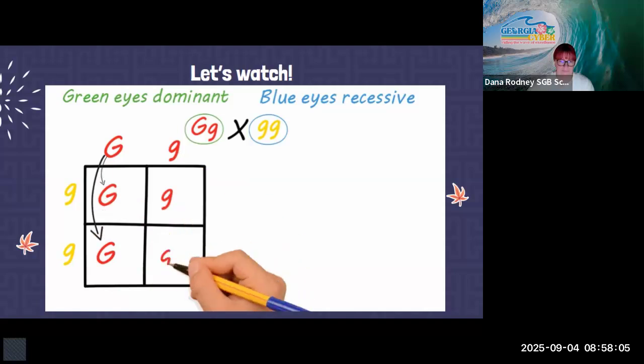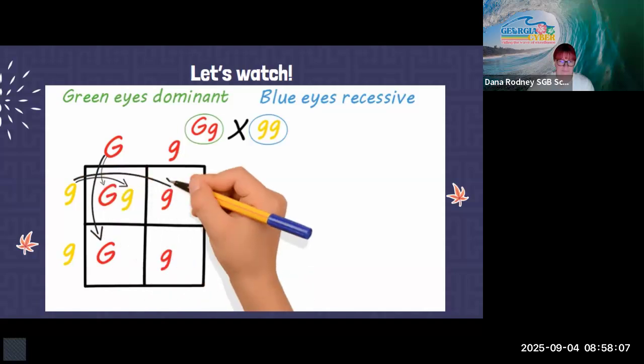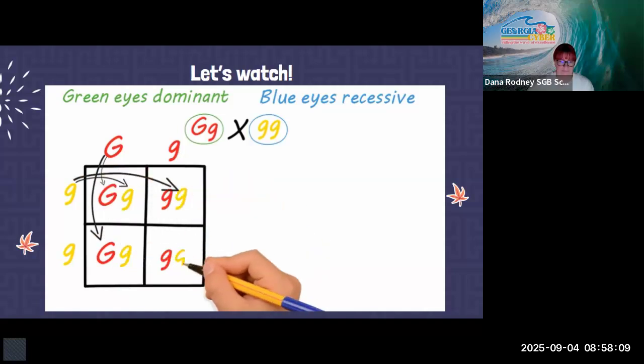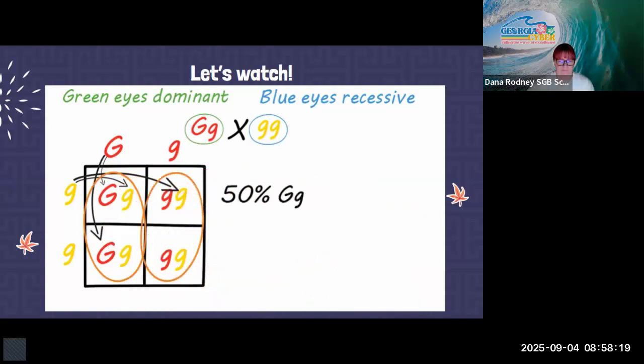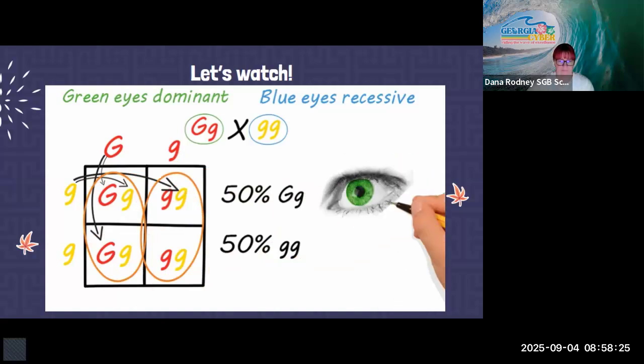All right, each quadrant will represent a 25% chance that that genotype will result in the offspring. So in this case, we have only 2 possible genotypes, big G and little g, and each genotype has a 50% chance of showing up in the offspring. Similarly, you have 2 possible phenotypes, green eyes and blue eyes, with a 50% chance of each.